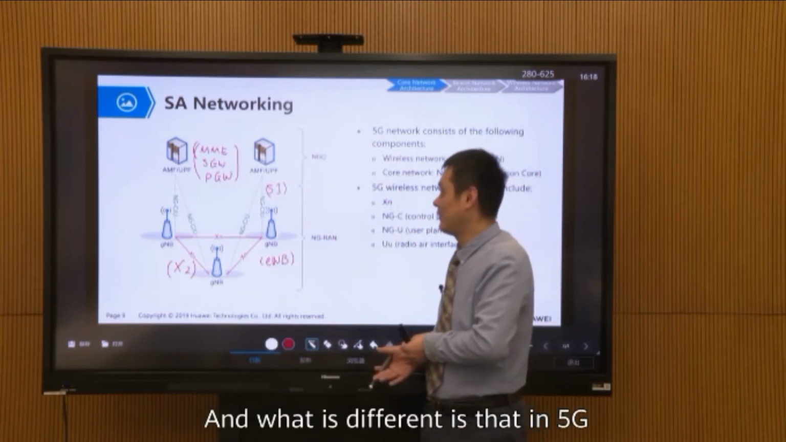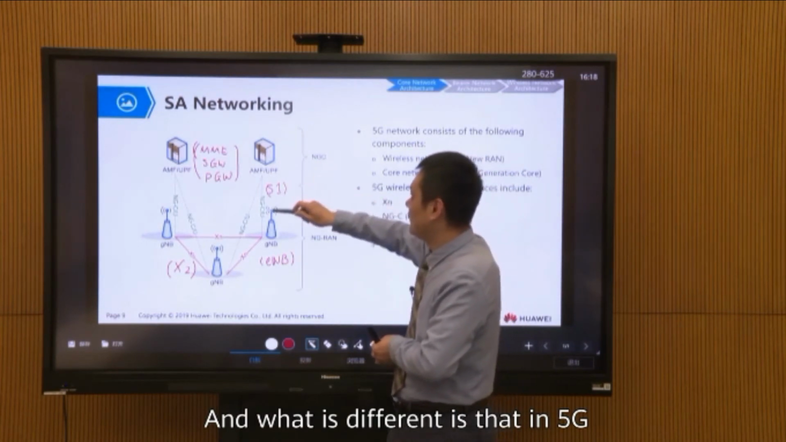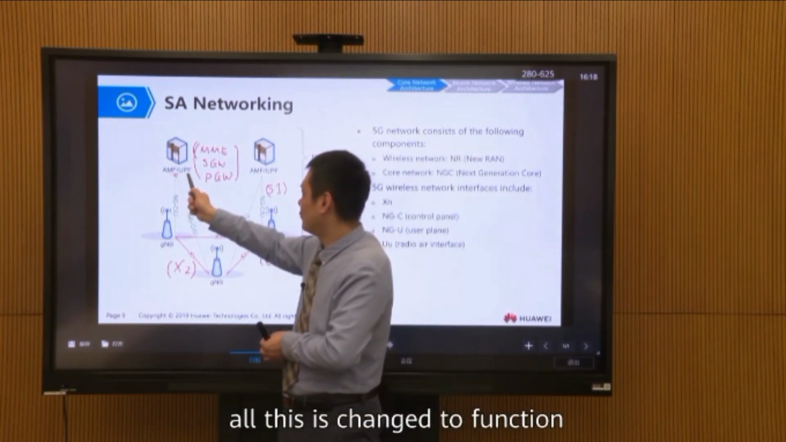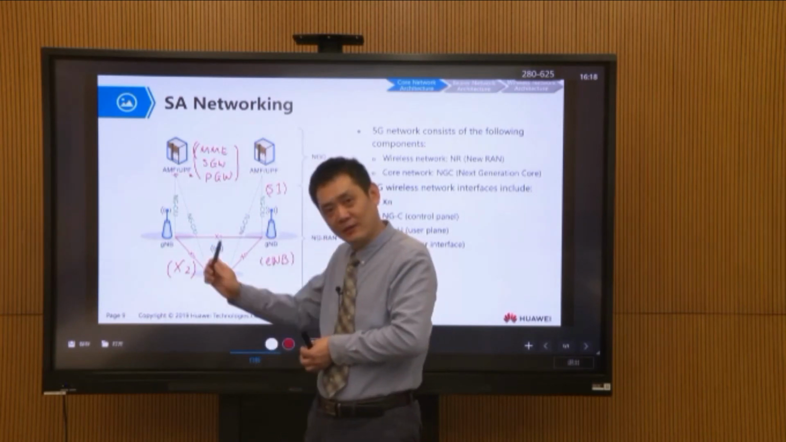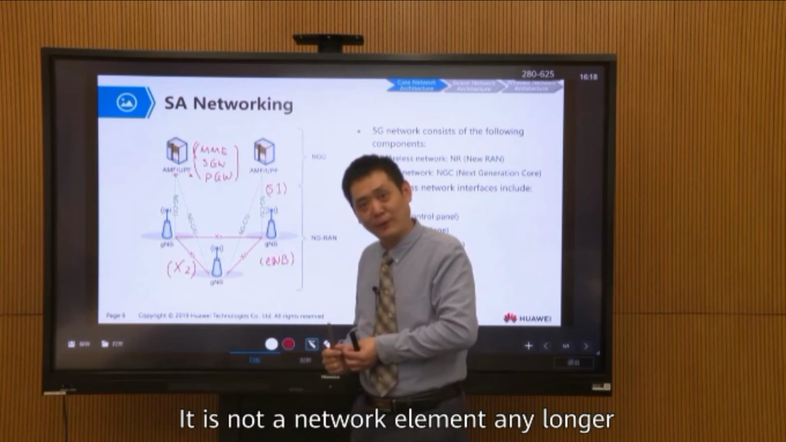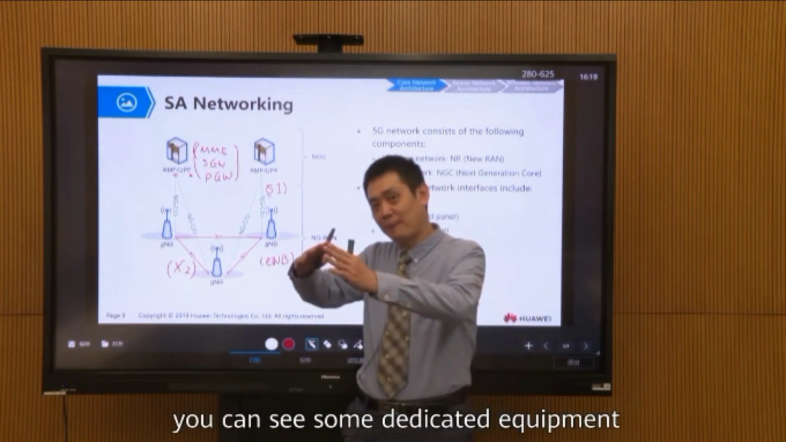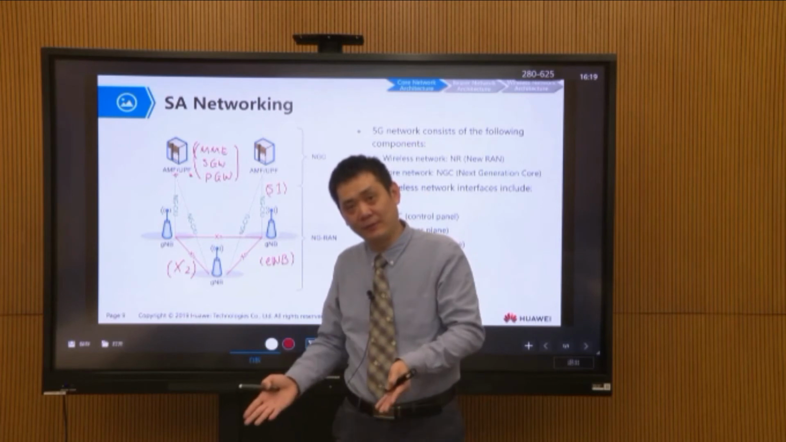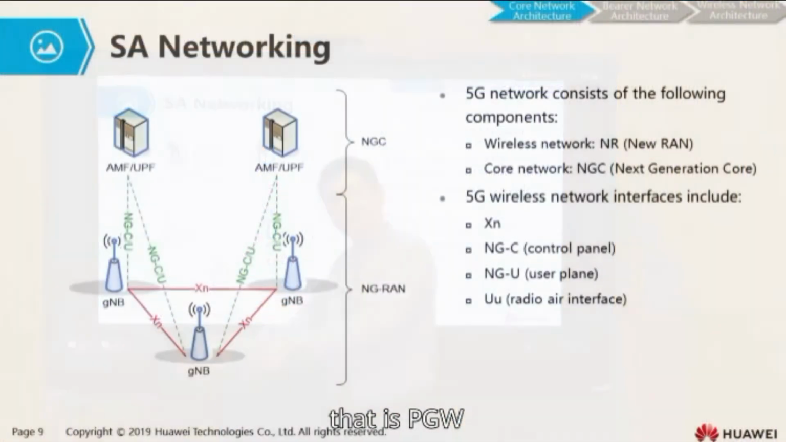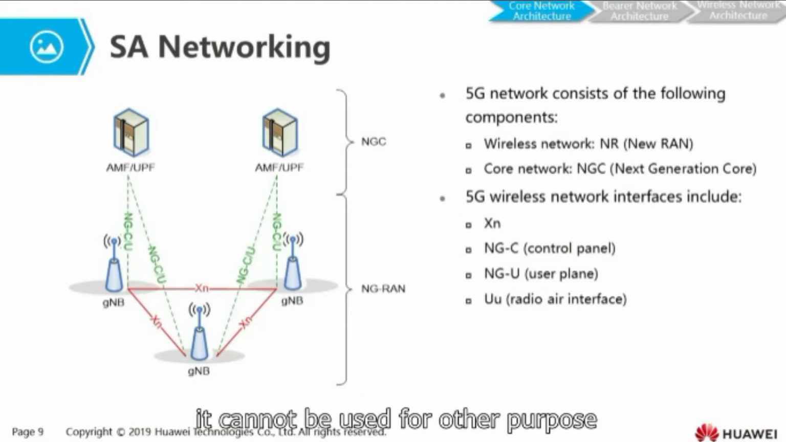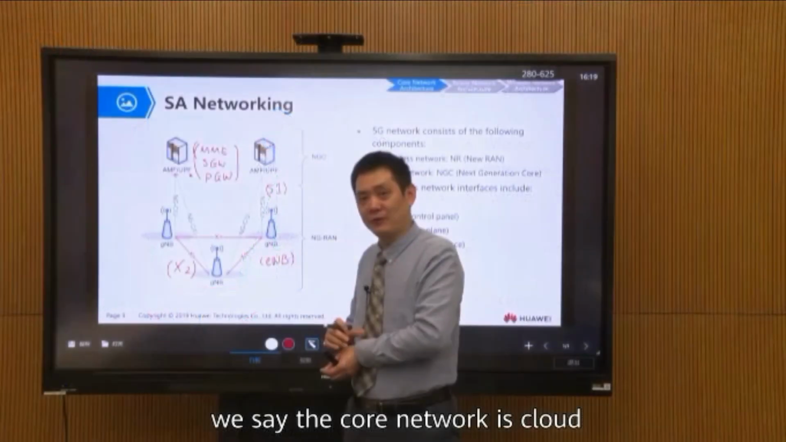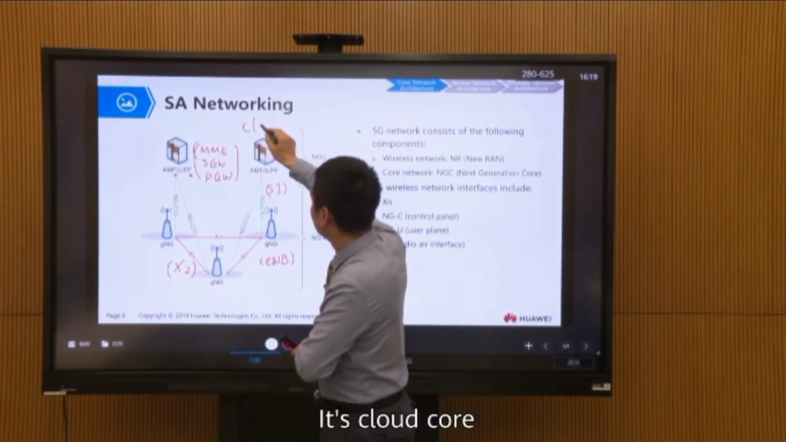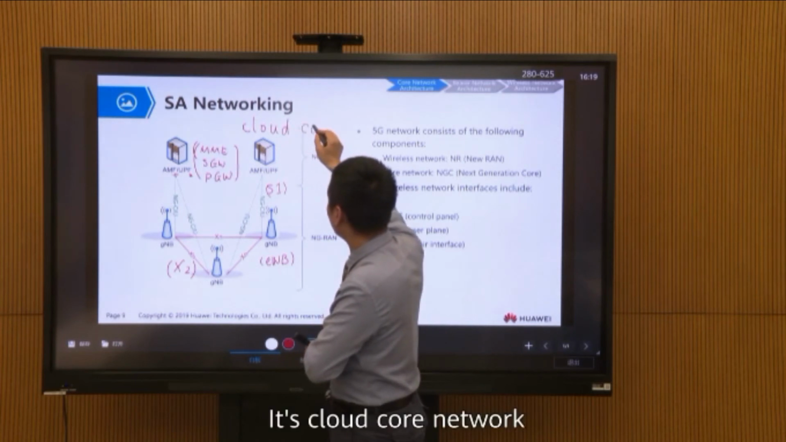What is different is that in 5G, all of this is changed to functions. It's not a network element any longer. A network element is some dedicated equipment. This is an SGW, that is a PGW. It's dedicated equipment that cannot be used for other purposes, only for this LTE network. But for 5G, we say the core network is cloud. It's a cloud core network.